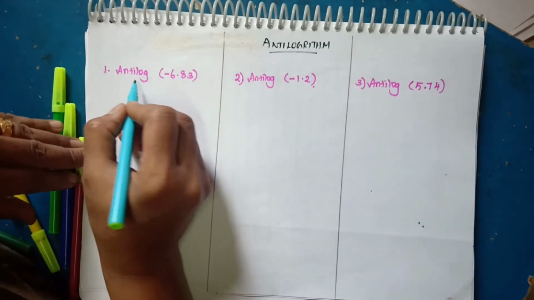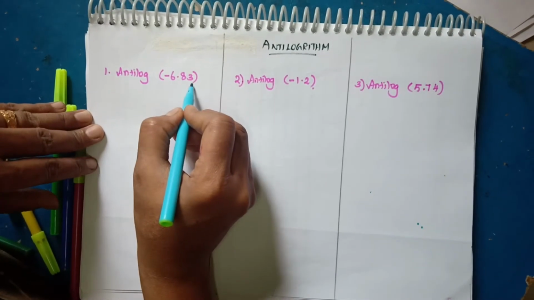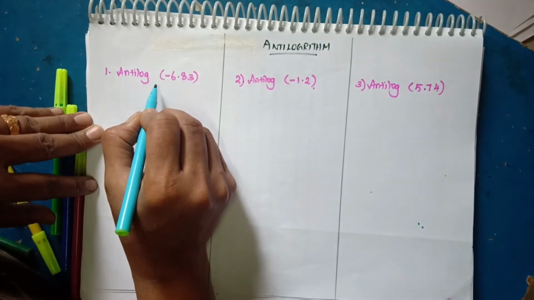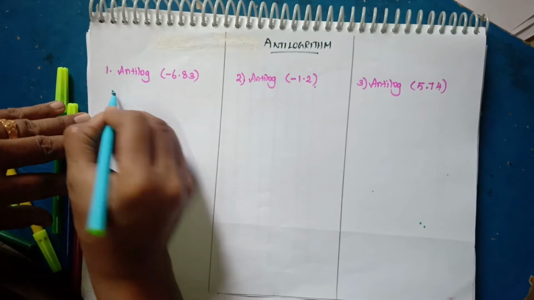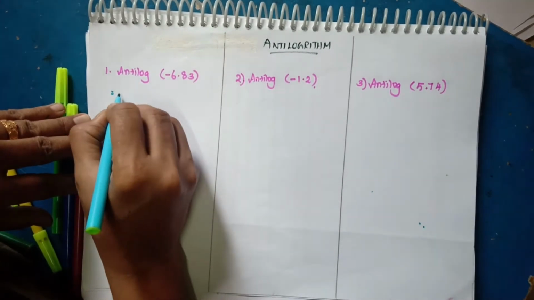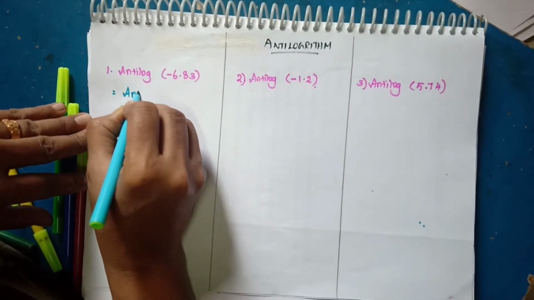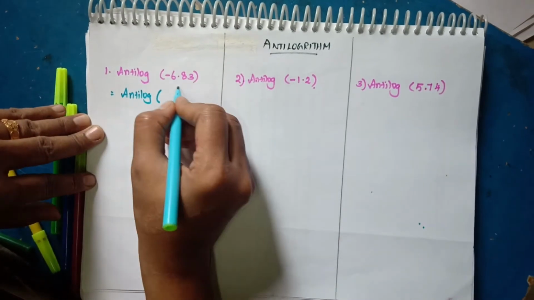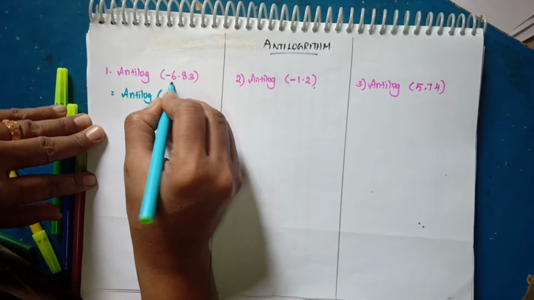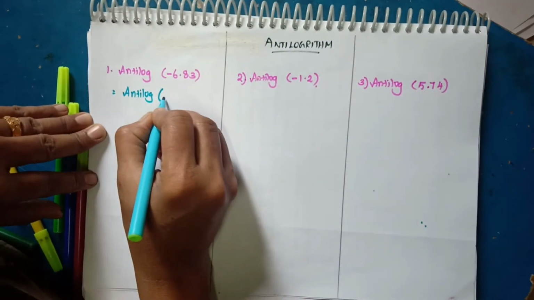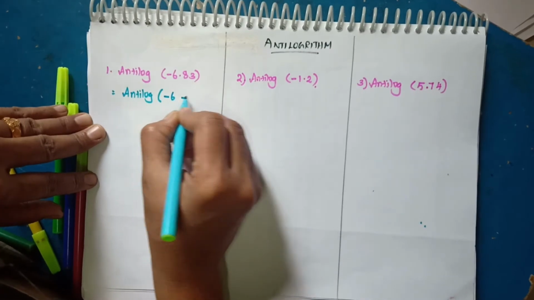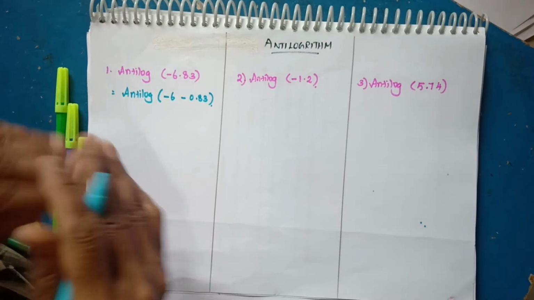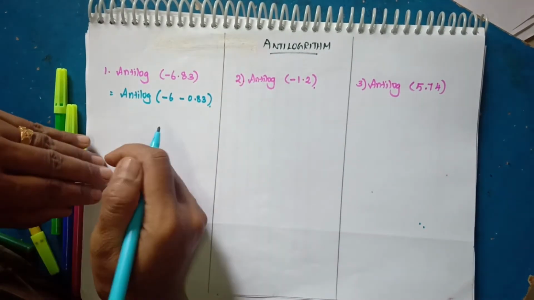Fine. See here, anti-log of minus 6.83. If the value is negative, there is one simple thing you have to do. First you separate the value. So you have to separate the real number and the decimal number. Okay, so I am making it minus 6 minus 0.83. This is the first step. You have to separate the values.